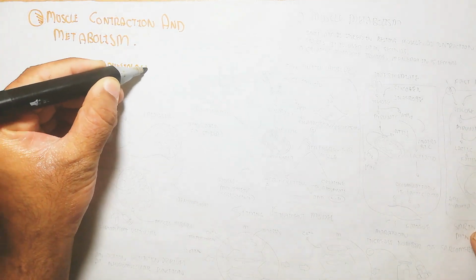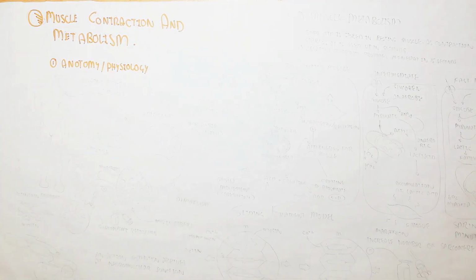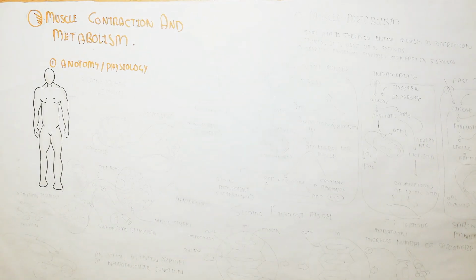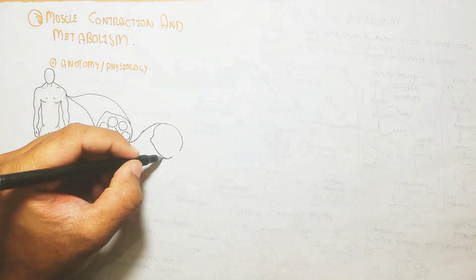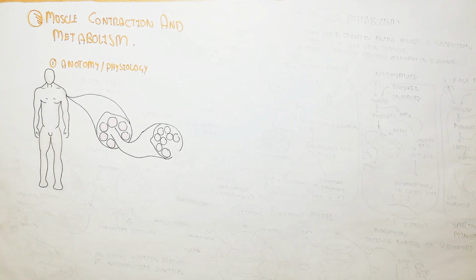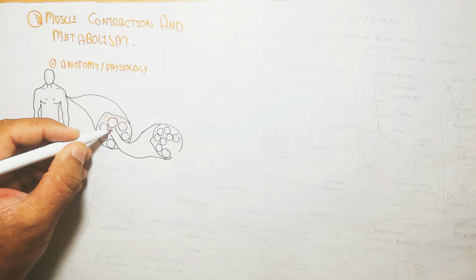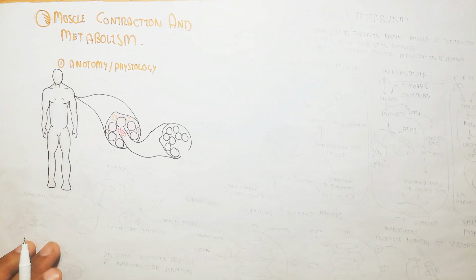So let's first understand the anatomy and physiology. This is the person that contains a muscle. So the bulging bicep we will understand. Basically, the muscle attached with the bone is known as the tendon. Tendon is the hard part of the muscle, so it is inelastic, while the muscle is elastic.